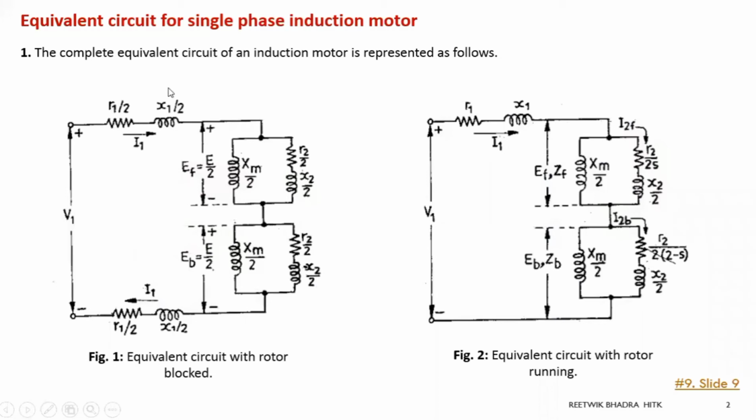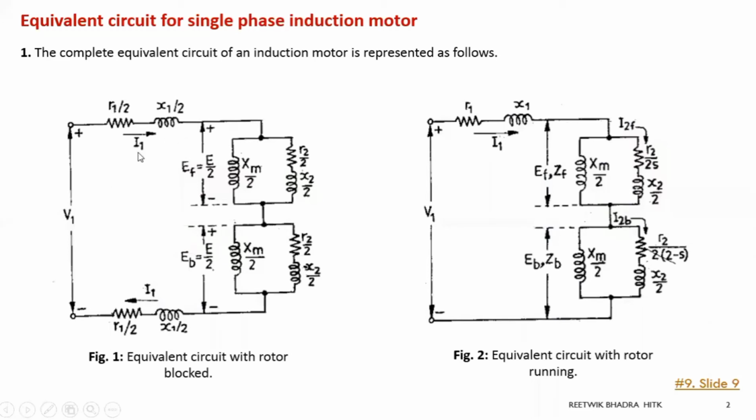And then what is the total stator impedance? R1 and X1. So if there is R1 by 2 written over here, if you are drawing the first diagram, you should add another R1 by 2 at the bottom also. If this is X1 by 2, this is X1 by 2. Total impedance of the stator will be R1 and X1.